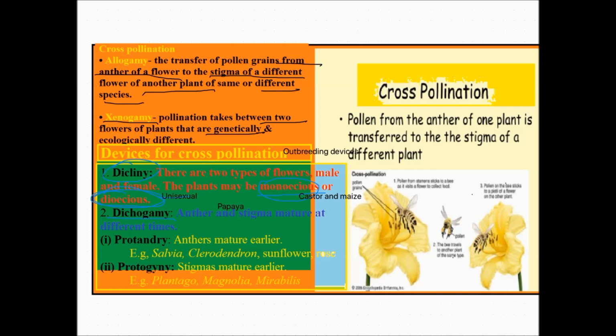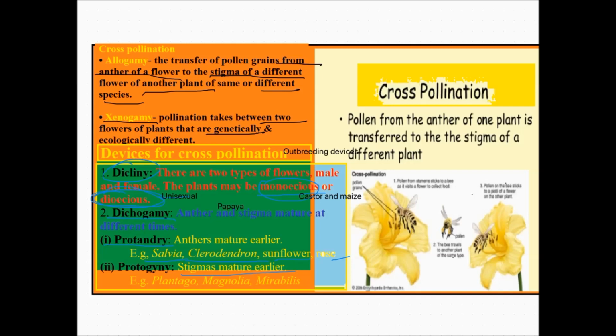Now another device for cross pollination, the second one, is dichogamy. Dichogamy means anther and stigma mature at different times. That means they do not synchronize with each other. The maturation of anther and stigma is not synchronized. Sometimes anther matures earlier, sometimes stigma matures earlier. If anther matures earlier, this condition is called protandry, like in salvia, clerodendron, sunflower, rose, etc.